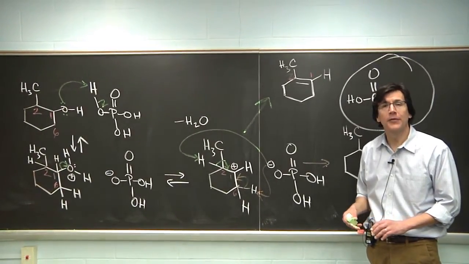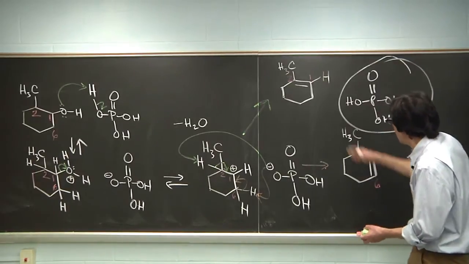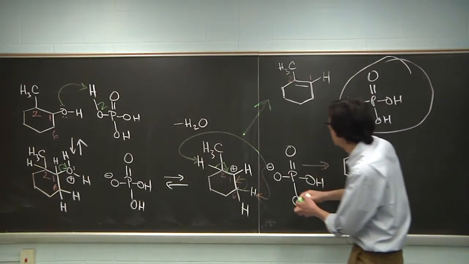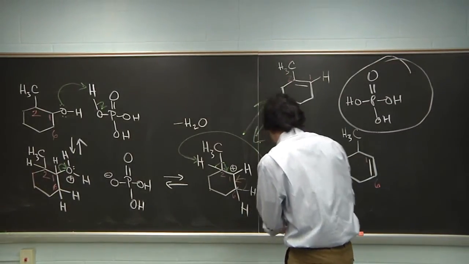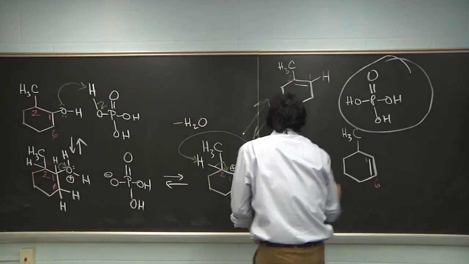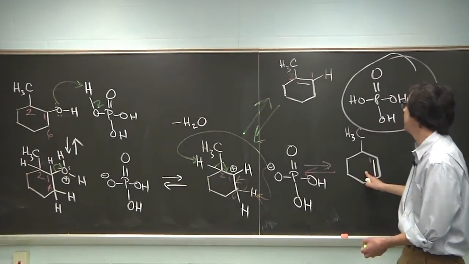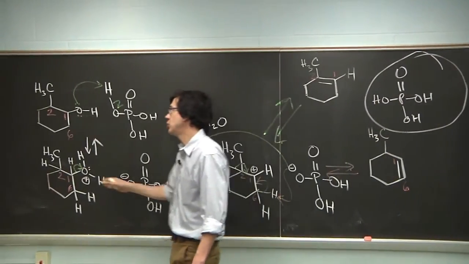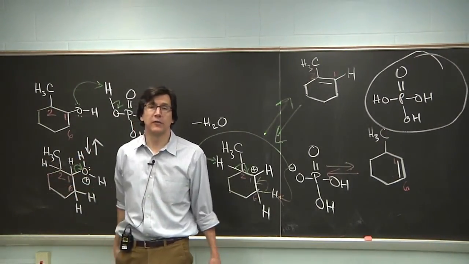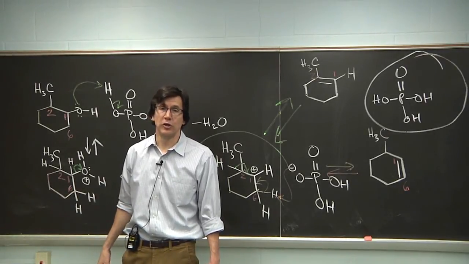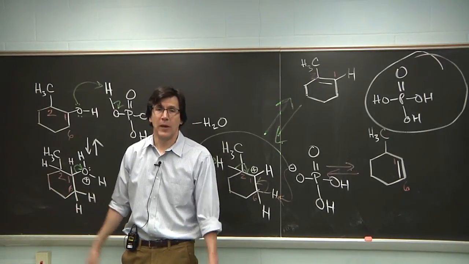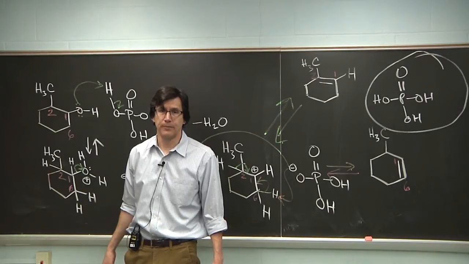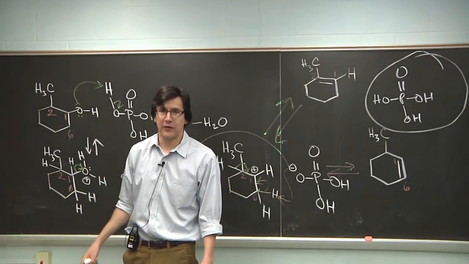And think also about the reverse process. Could you write a mechanism to go back the other way? Could you start from this alkene or this alkene and go back in the other direction to the alcohol? What kinds of conditions might be used to do that? And how would you expect that to work? But maybe that's best left for another day.